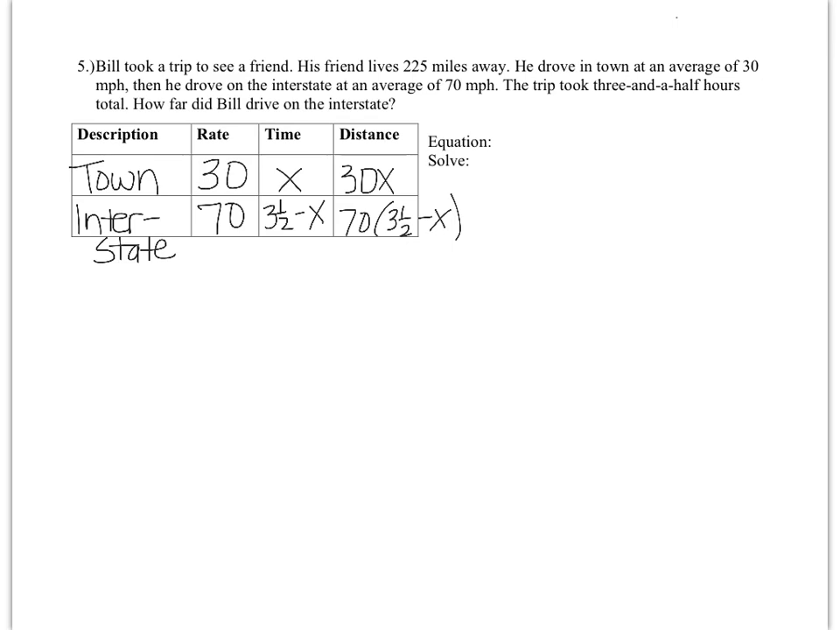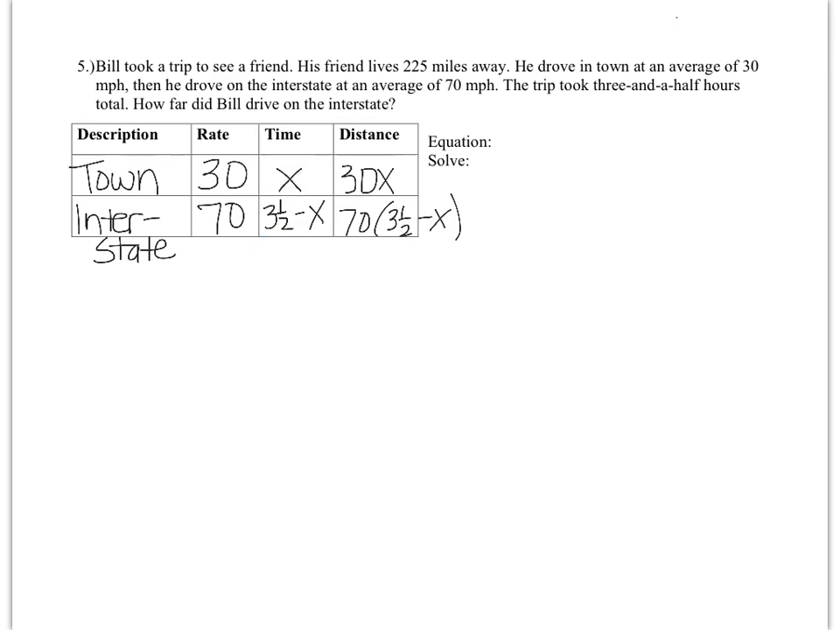So this is kind of tricky and a little bit hard to think about. The times, it doesn't say that each thing took 3.5 hours. It's that these two things together have to equal 3.5 hours. We don't know how long they were in town. We don't know how long he was on the interstate. But we do know that when I add these two together, it has to equal 3.5. And so if I have the town as x, then this one could be 3.5 minus x, right? Because it's 3.5 hours total, so whatever it was in town, you subtract.